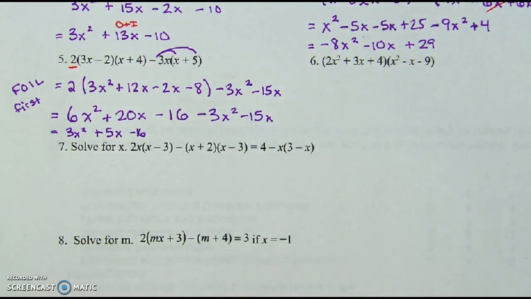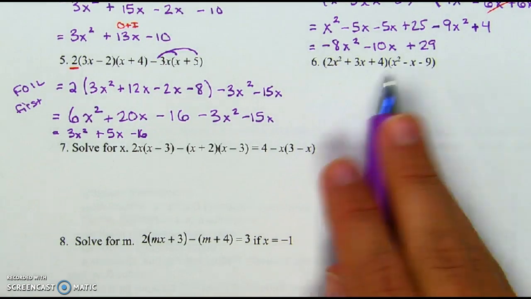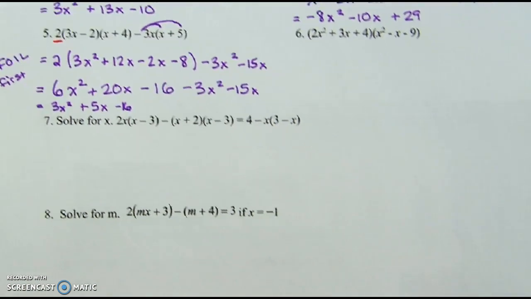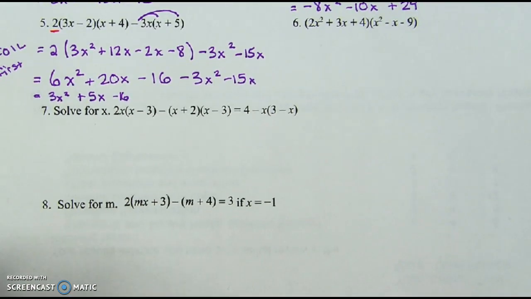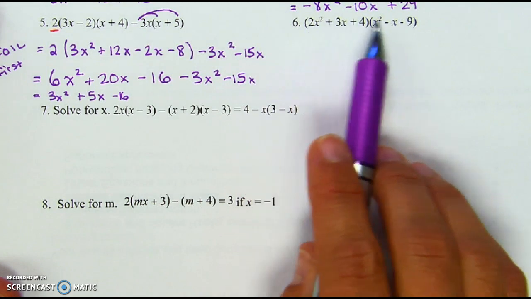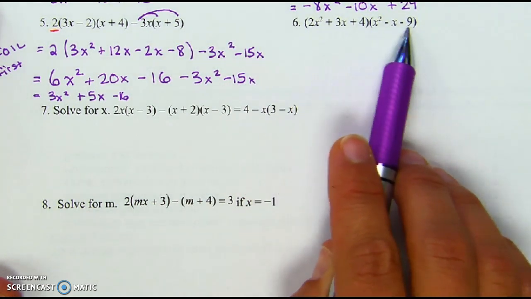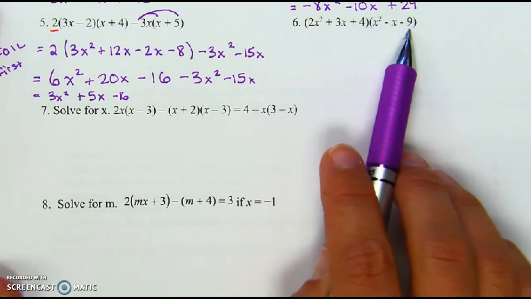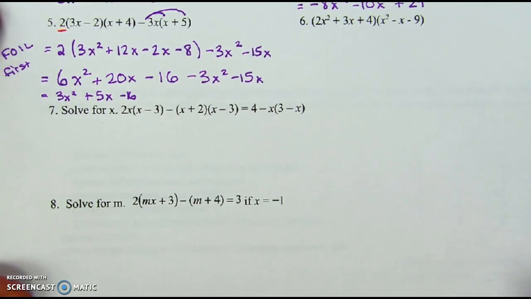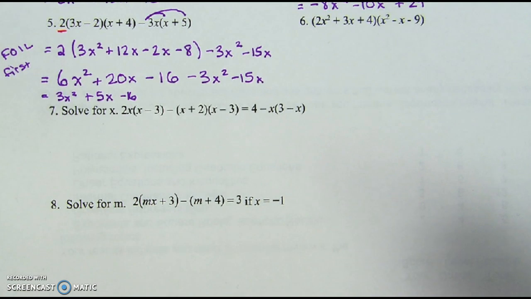Number 6. Do you see how it's a 3 times a 3? That's called a trinomial times a trinomial. Now, you can do it 2 ways. You can do 2x squared times each of these, 3x times each of these, 4 times each of these, and then there's a second method, the box method.